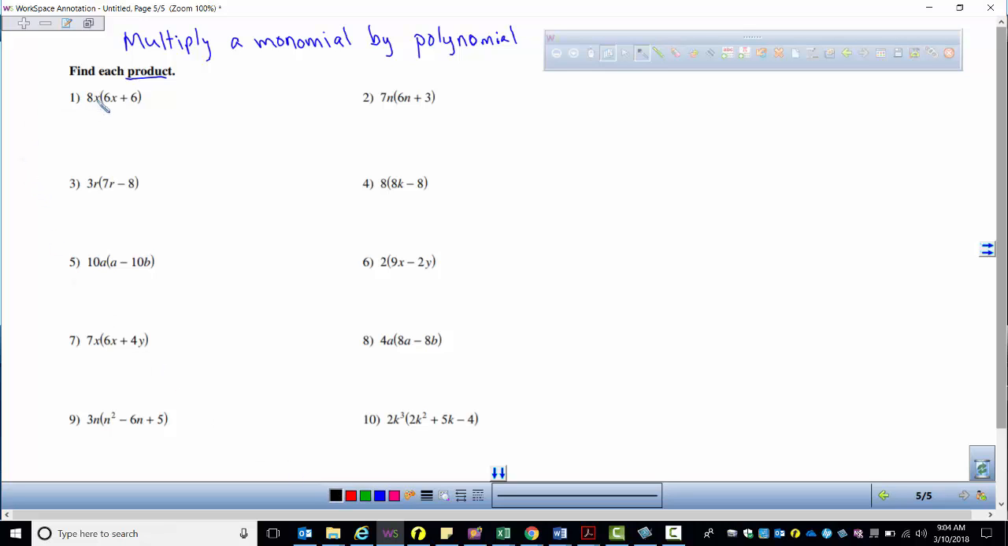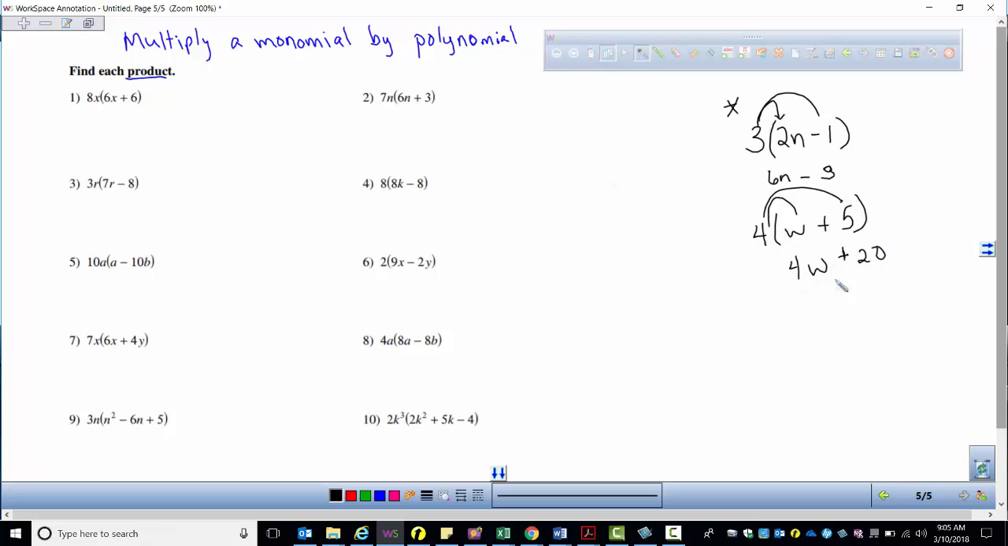So let's look at this first one. We have 8x. Actually, before we start that, just a little side note, you don't have to write this down. Remember when you have 3 times 2n minus 1? Remember how you take 3 times 2? 6n, 3 times 1 is 3, it's minus. It's called the distributive property. That's the same thing we're going to do here. So like 4 times w plus 5 is 4w plus 20. So we're going to do the same thing. We're multiplying and we're going to distribute.